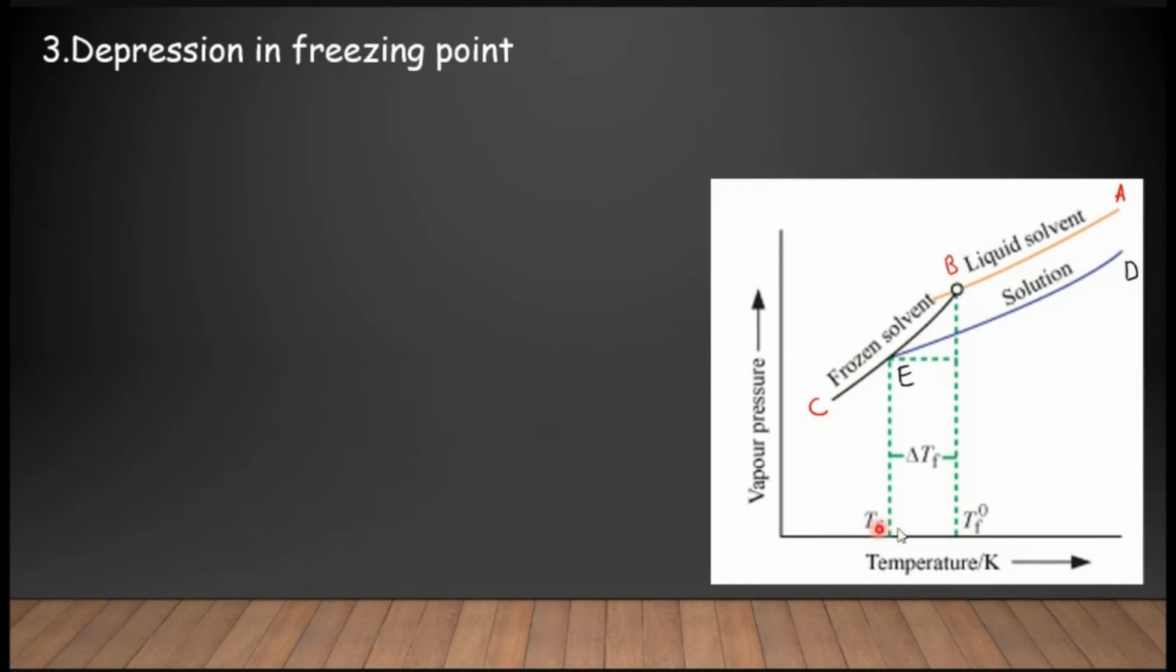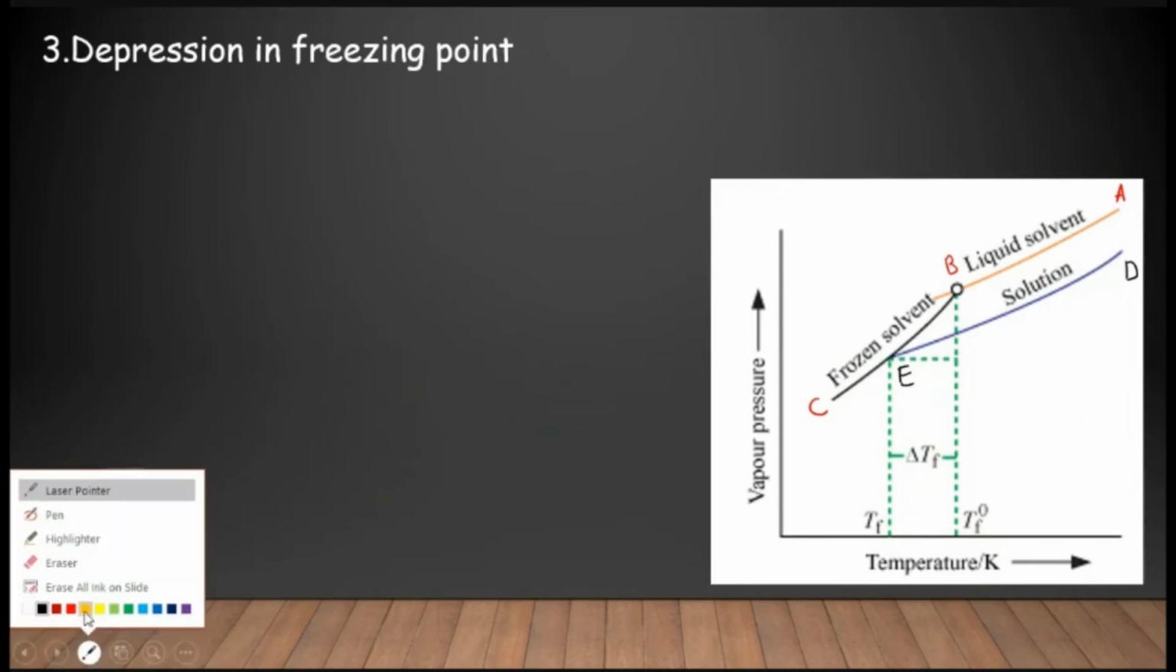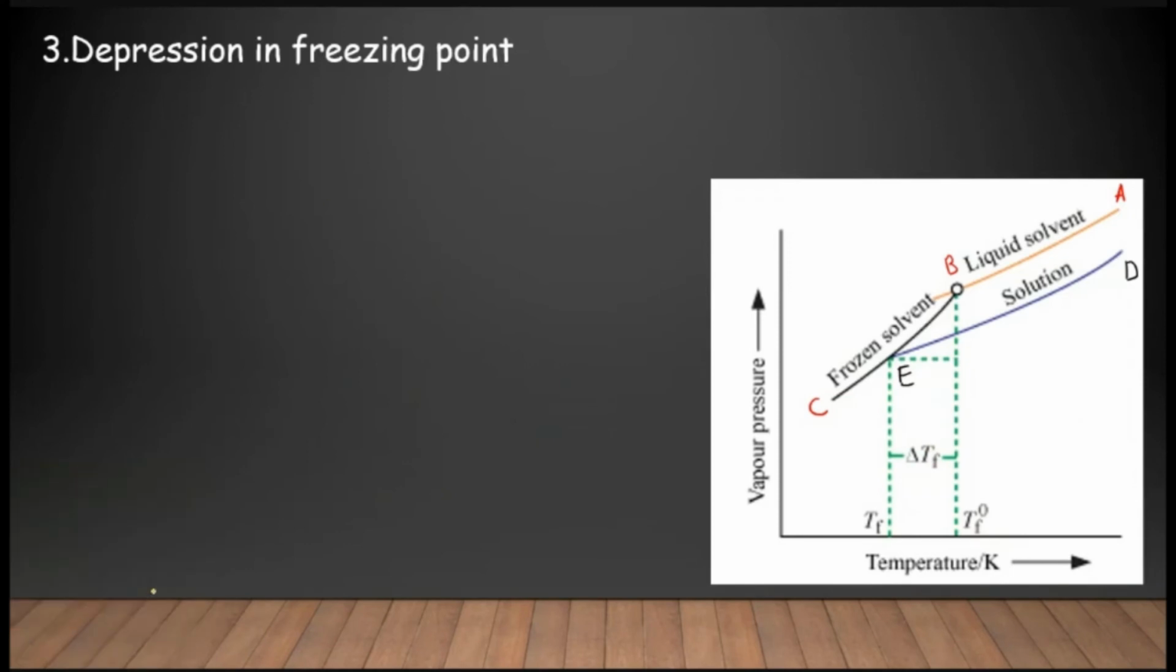The difference between T naught F and TF is nothing but the depression in freezing point, represented as delta TF. I'll write over here: delta TF is your depression in freezing point. Delta TF is equal to T naught F minus TF. So what is T naught F?